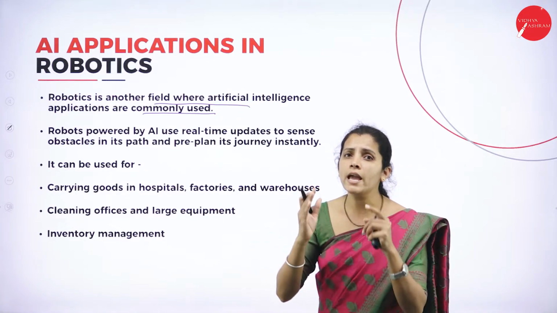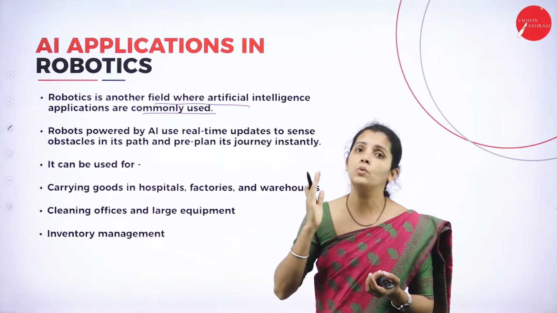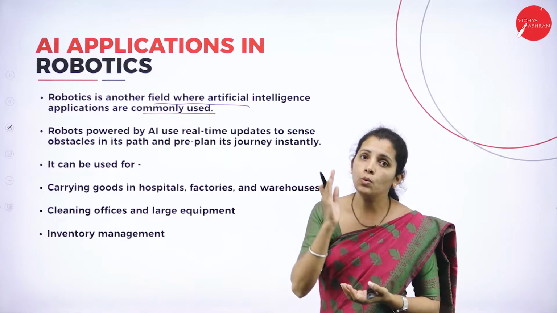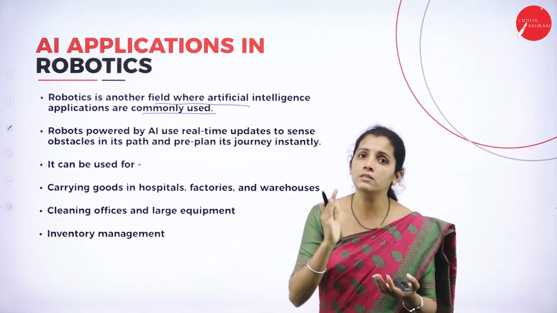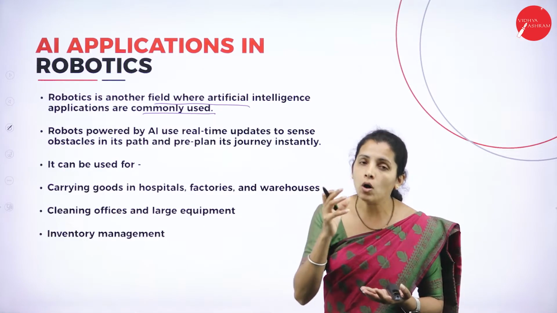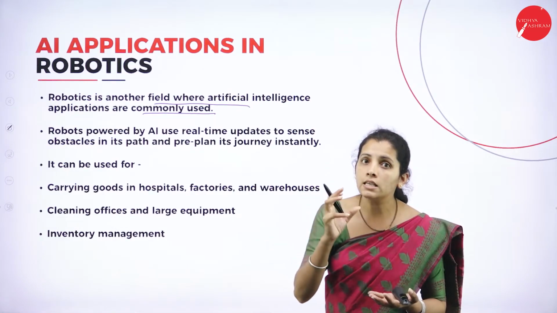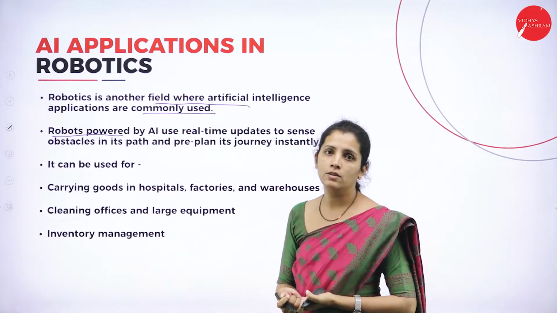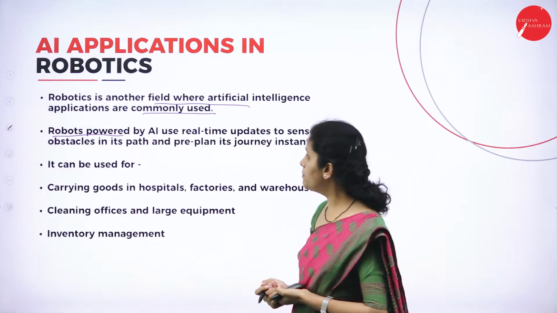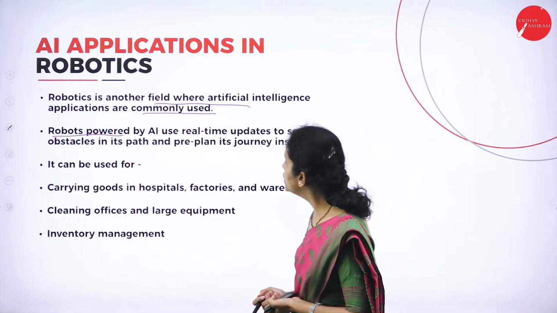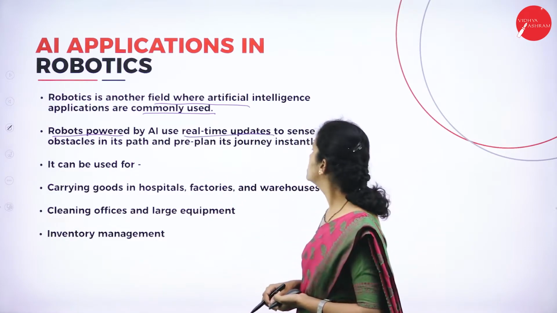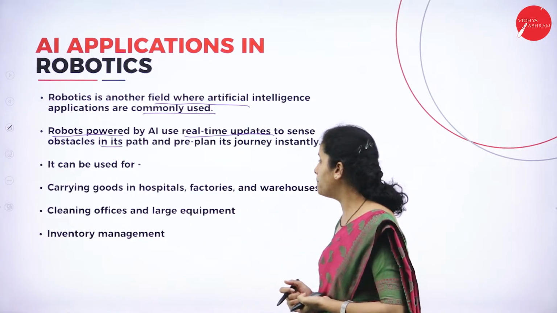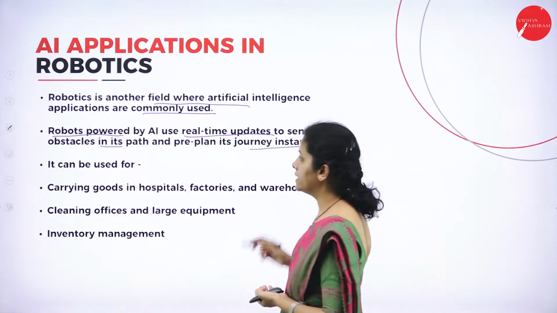That means the same way humans think, decide, walk and talk, similarly we are going to design robots. Robots powered by AI. Here all the robots are powered by artificial intelligence, use real-time updates to sense obstacles in their path and pre-plan their journey instantly.